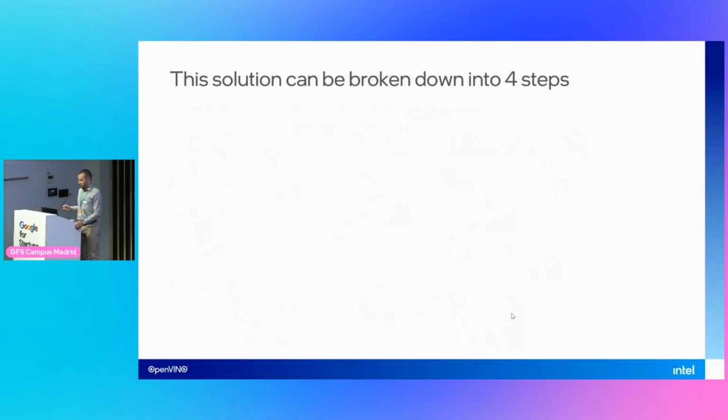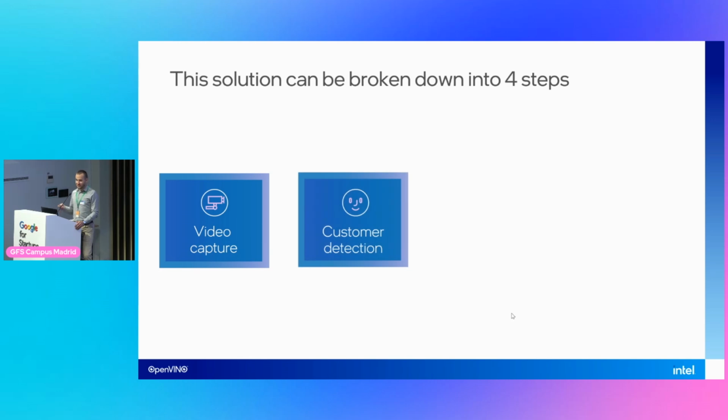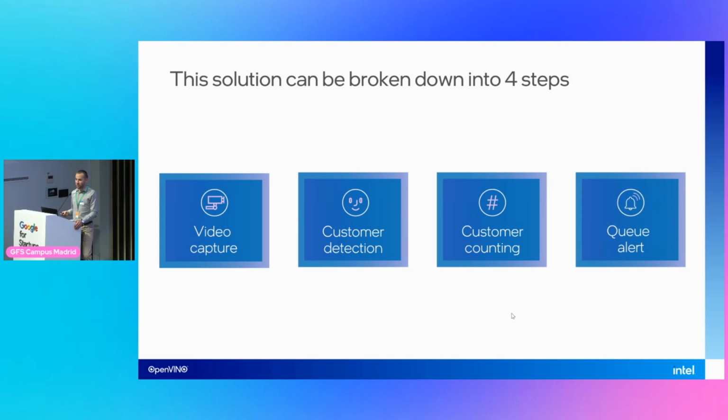Let's look also at a high-level overview of this solution. It can be broken down into 4 steps. The first step is, of course, video capture. Then we are going to detect customers, in this case, detect people. And then we count these people in specific regions of interest. And after that, we alert that some queue is over capacity.